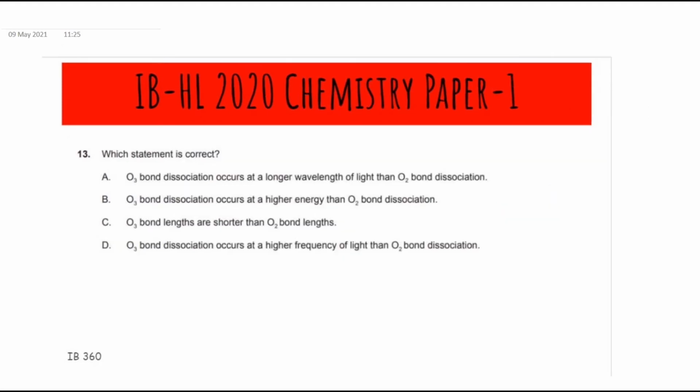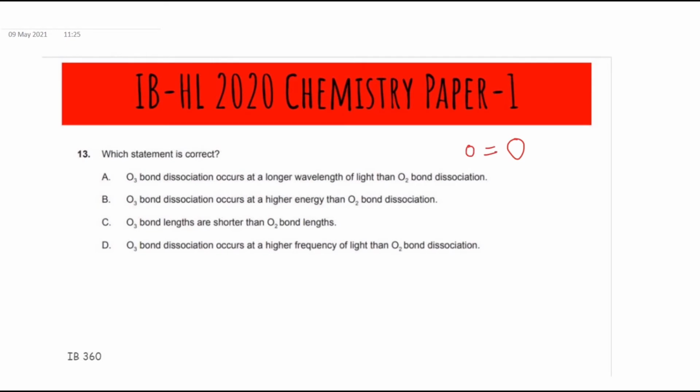Now moving on to question 13. In this question, we need to identify which statement is correct. There are a lot of statements, so let's read each one of them. O3 bond dissociation occurs at longer wavelength of light than O2 bond dissociation. O3 bond dissociation occurs at higher energy than O2 bond dissociation. O3 bond lengths are shorter than O2 bond lengths, and O3 bond dissociation occurs at a higher frequency of light than O2 bond dissociation. Firstly, let's draw the structures of O3 and O2.